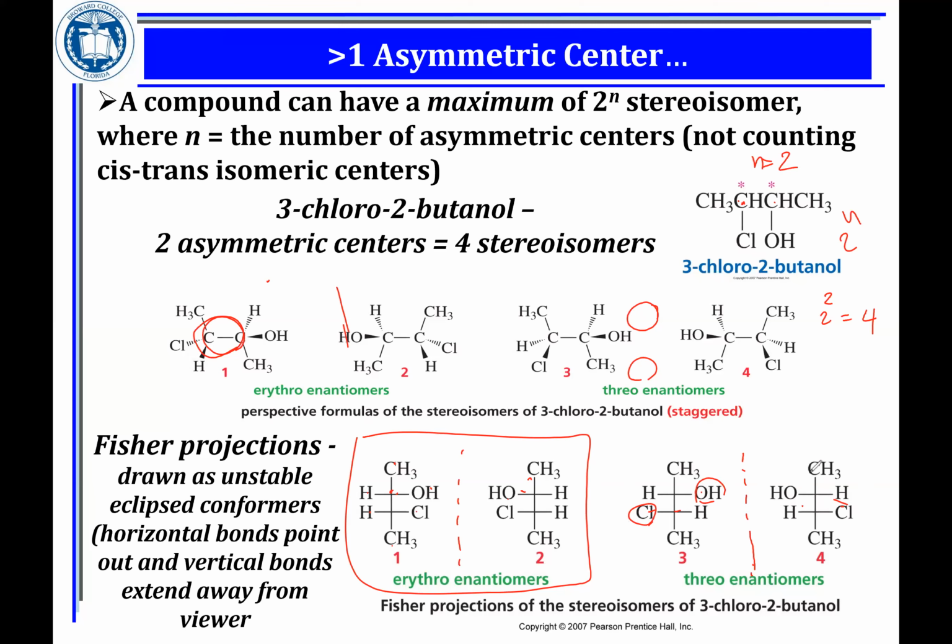Now, we learn about some definitions. Compounds 1 and 2, with respect to each other, are a pair of enantiomers. So 1 and 2 are enantiomers. What about 3 and 4? 3 and 4, they are enantiomers, right? 1 and 2, they are enantiomers.